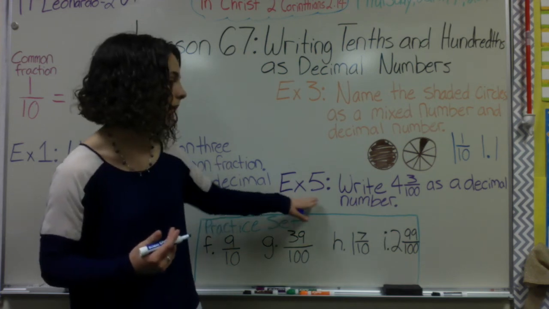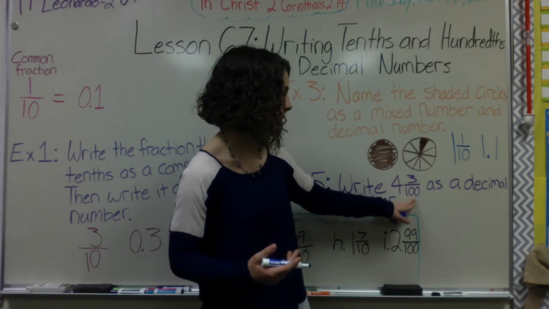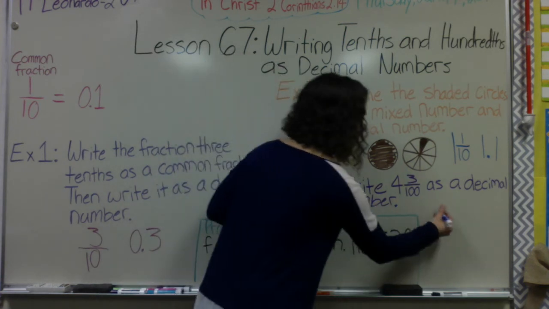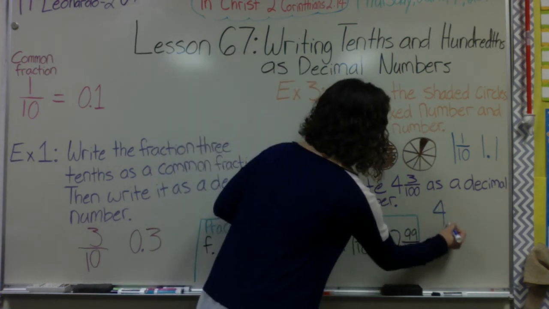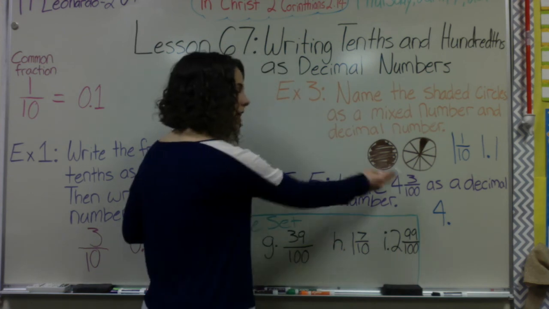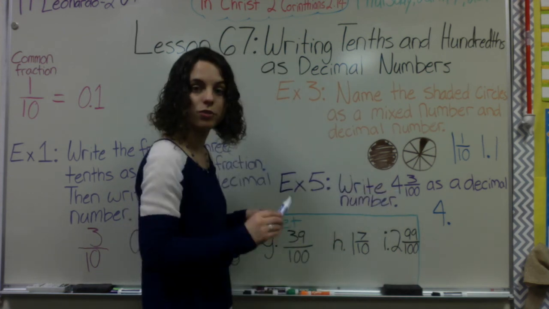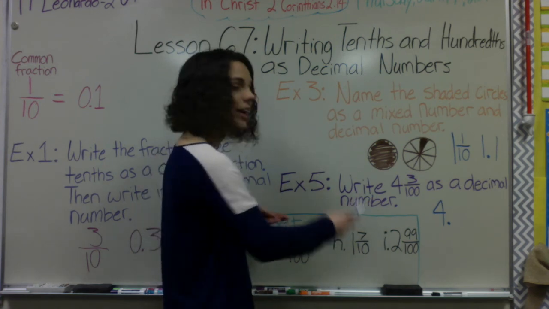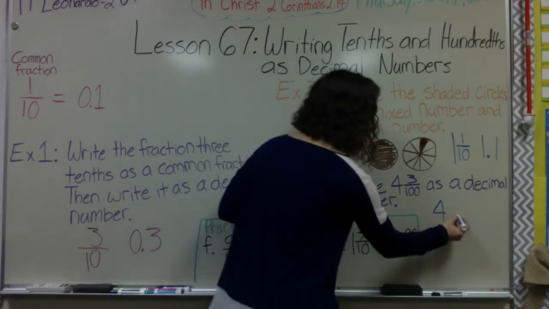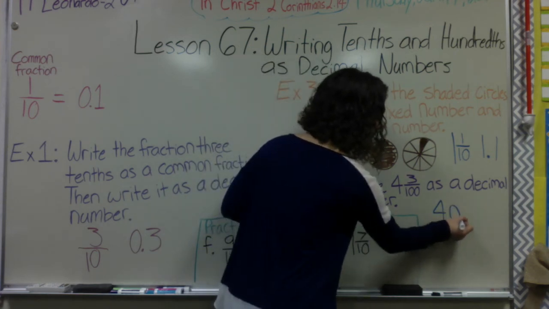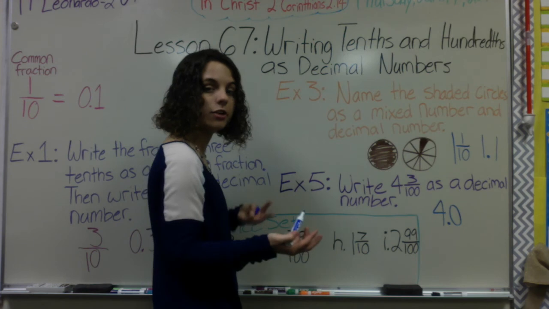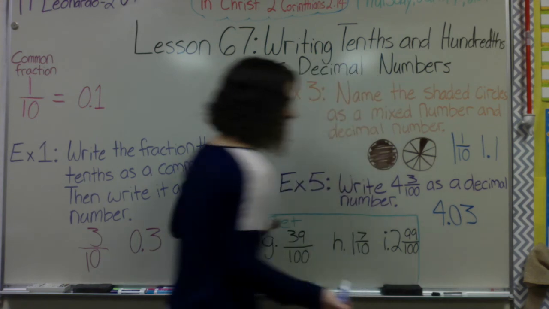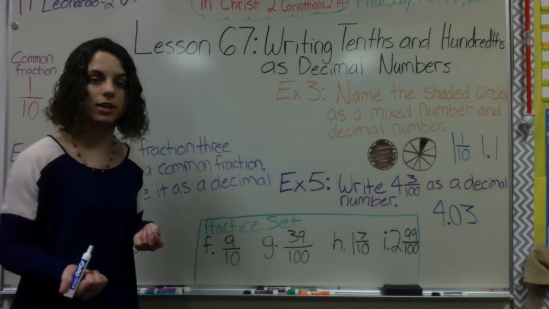So example 5 says write 4 and 3/100ths as a decimal number. So I know 4 is my whole number, it's going to go before my decimal point, and then 3/100ths. Now I know the first place value after my decimal point is the tenths place. It's not going to go right after my decimal point. I need my hundredths place. That means I'm going to need a 0 in my tenths place because I don't have any tenths. I just have 3/100ths. So I have 0 in my tenths place and 3 in my hundredths place. So that says 4 and 3/100ths.